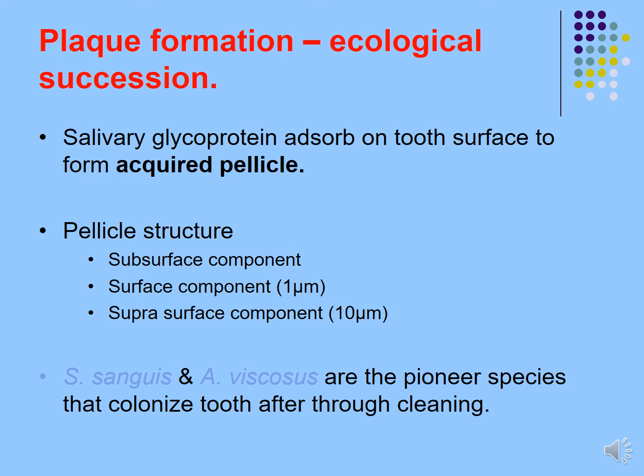Okay, so now when we look further at plaque formation, the term that we use is ecological succession. The salivary glycoprotein adsorbs onto the tooth surface to form the pellicle, right? And in this pellicle, you have a certain set of bacteria, that is Streptococcus sanguis and Actinomyces viscosus, which are pioneer species that colonize the tooth right after cleaning. Basically, when we use the term ecological succession, as the thickness of the plaque keeps increasing, different types of bacteria colonize it, right?